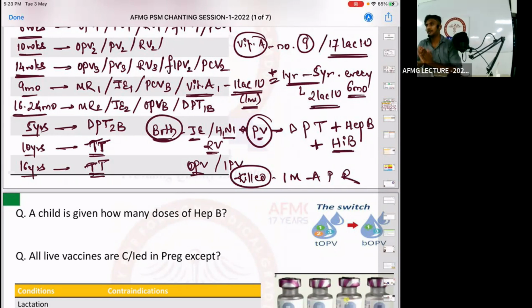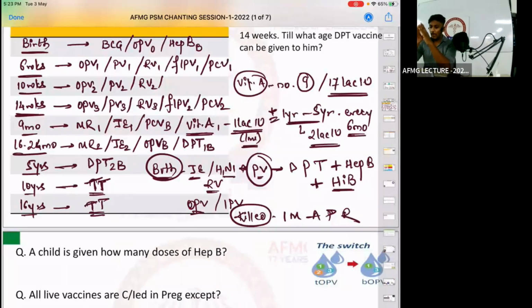So quickly, killed vaccines are remembered by the mnemonic I am a PR. I for IPV, M for MCV, A for hepatitis A, P for pertussis, and R for rabies. No issues with this, anybody? Remember? Now, please let me know the route.